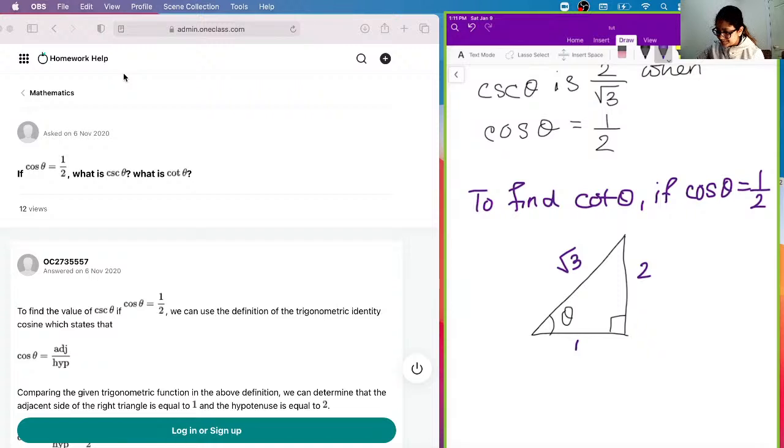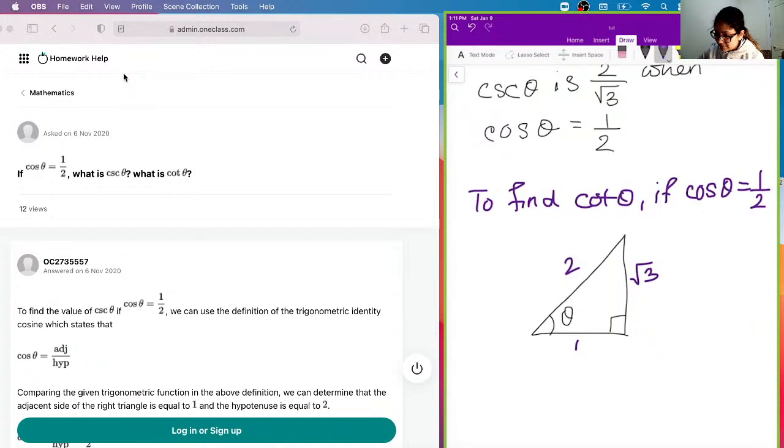Since we know the value of the adjacent side, which is 1, and the opposite side is root 3, and the hypotenuse is... sorry, I kind of messed up. This is supposed to be 2 for the hypotenuse, and root 3 is the opposite, right?